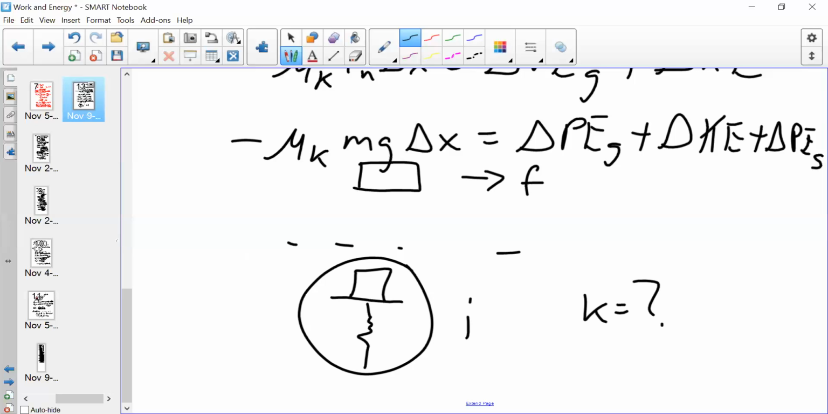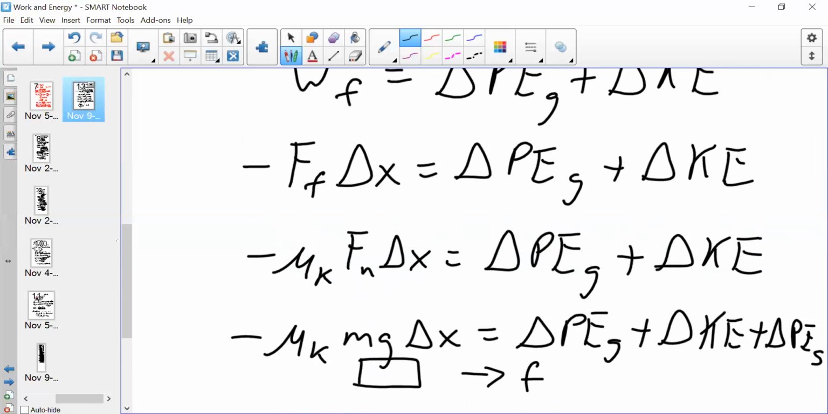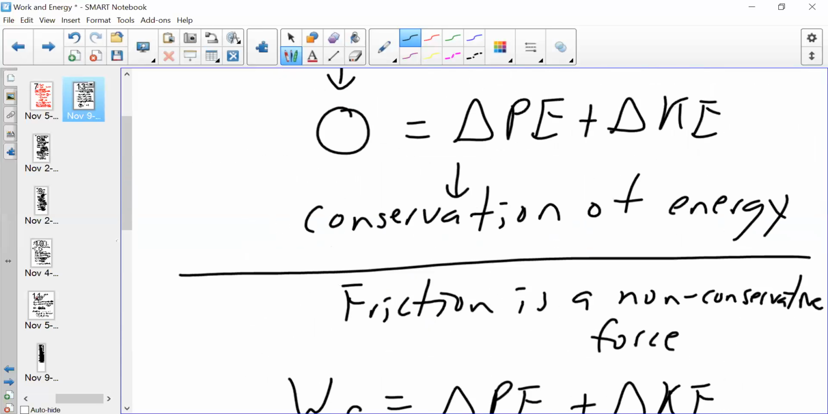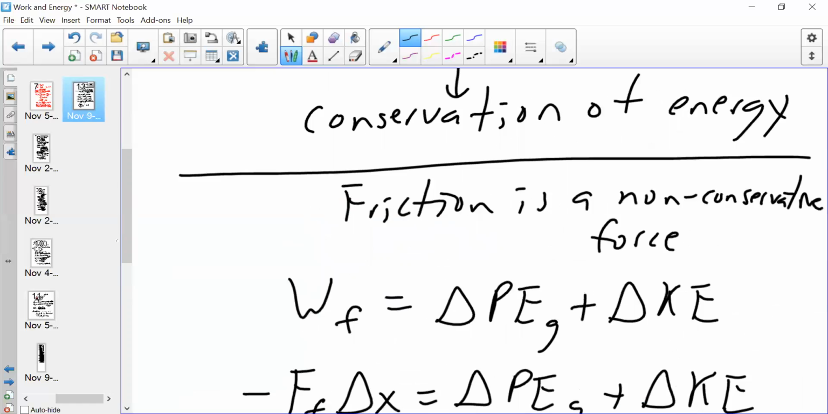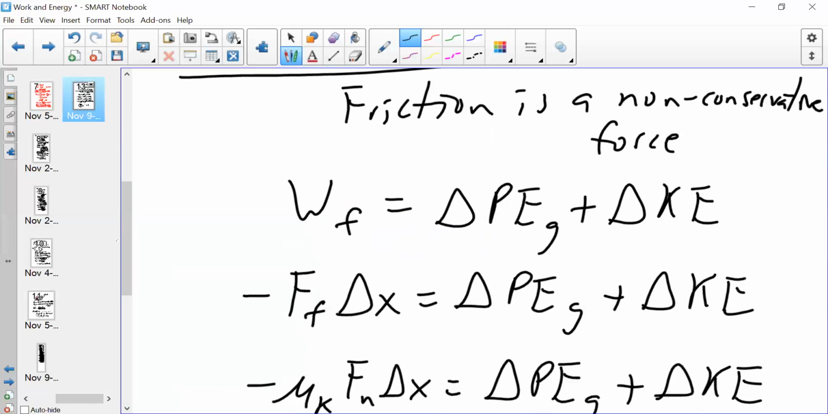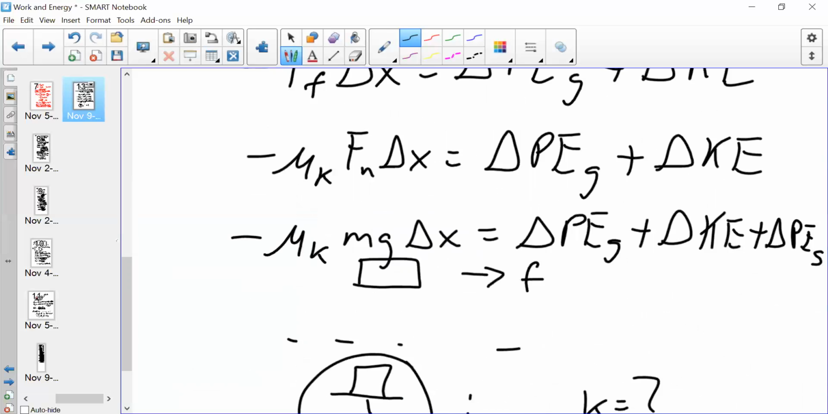We'll see different examples as we go along, but I just wanted to establish those things for right now. Any questions on the formulas? Conservation of energy is the simplest case because you have nothing over here. That all came from the negative delta PE equals delta KE. And then we have friction no longer zero.